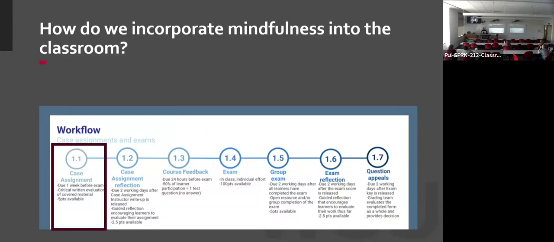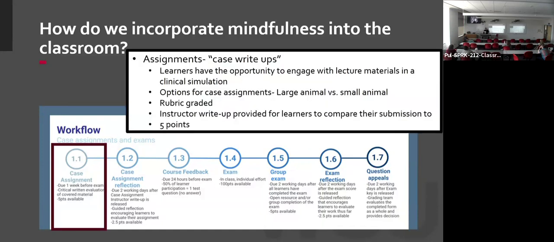Now, hopping over to the beginning, the first place that they're going to have an opportunity to get credit for engaging with material is in these assignments, which we call case write-ups. This essentially gives the learners an opportunity to engage with those lecture materials in a clinical simulation. They do have options. They can pick a large animal or a small animal option. They cover the same concepts, but as you can imagine with veterinarians, sometimes you get small animal veterinarians, sometimes you get ones that go into large animal. It helps them choose which one best fits what they see their path as being.